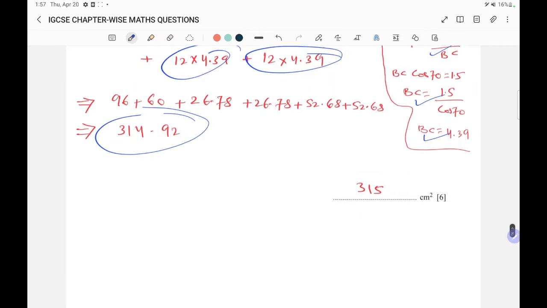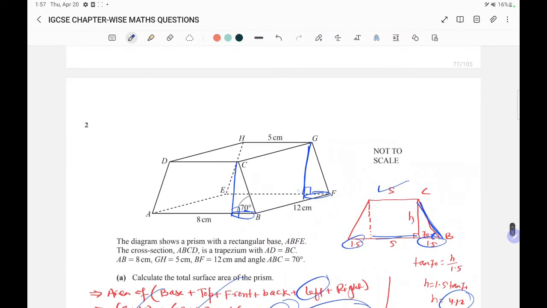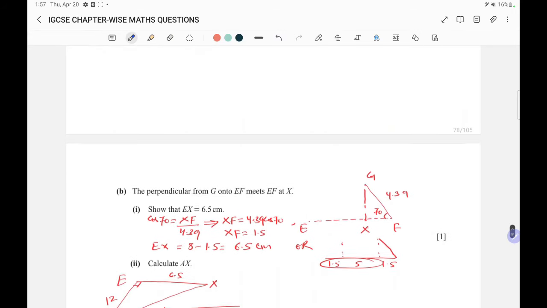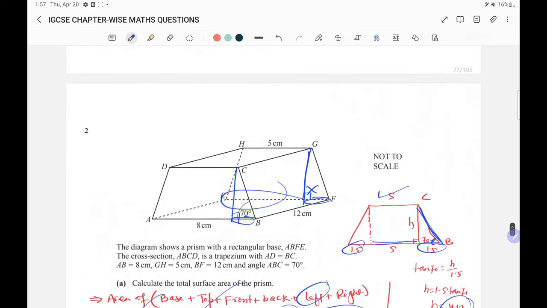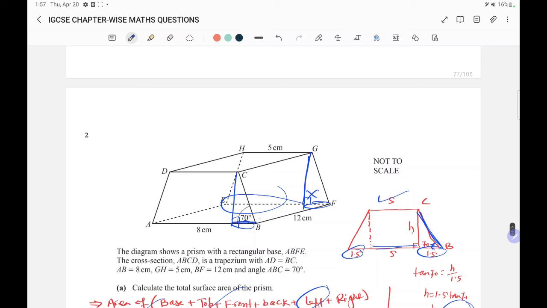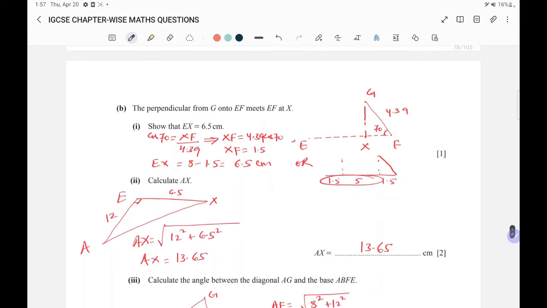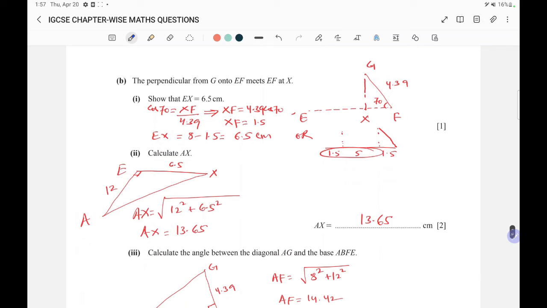So show that EX is 7.5. EX is 6.5 or 7.5? 6.5. Okay. Yeah, here already we found 1.5. So it is 1.5, right? And total it was 8. So 8 minus 1.5, this is 6.5. So easy. Okay. Now, this is another method, okay? You can retry to understand.